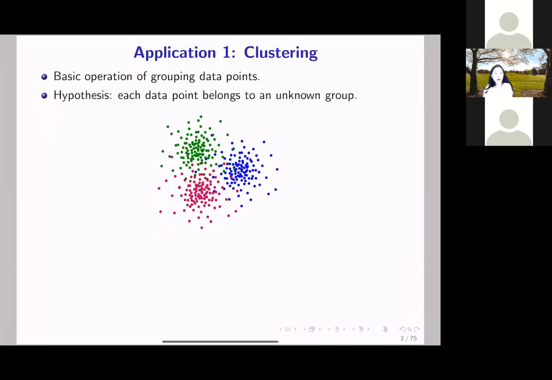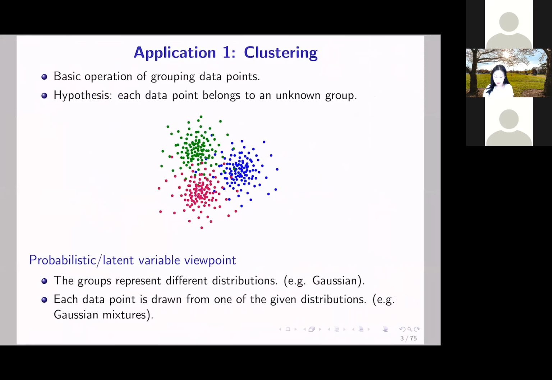Oh, there we go. Right, so I'm going to show a few applications where such latent variable modeling learning could be useful. So one example is clustering, that you have this basic operation of grouping data points. Well, the hypothesis is that each data point belongs to an unknown group, right? So that's the most basic one, everyone's familiar with it.